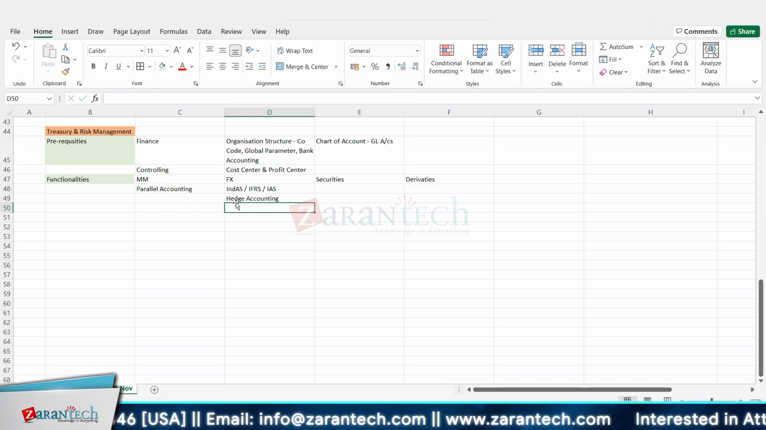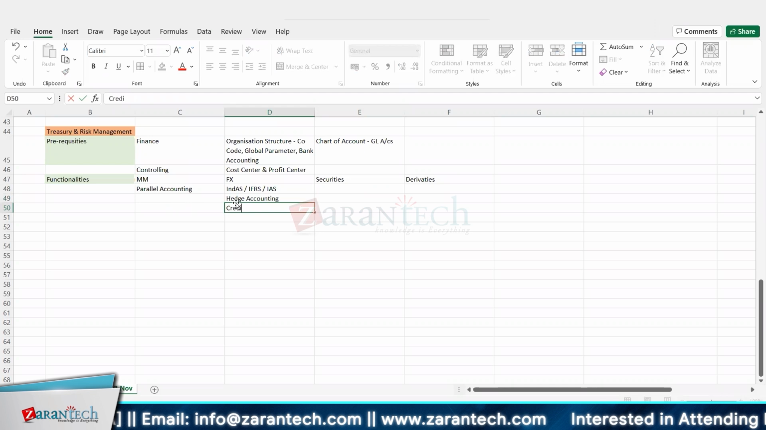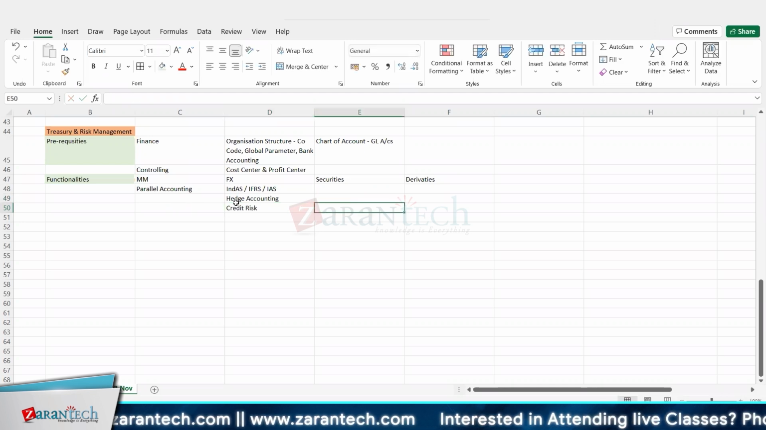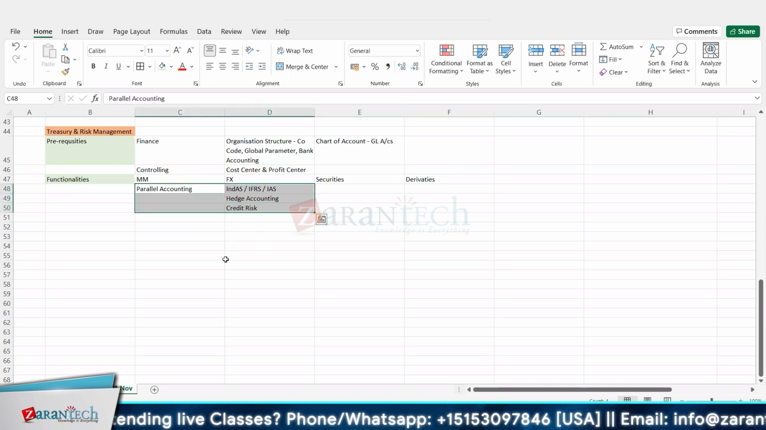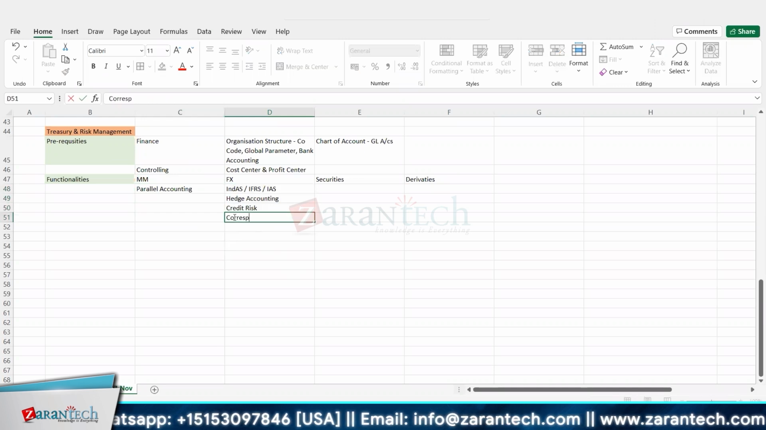And overall credit risk: it means you have credit control in the treasury module. So it supports your daily risk management. Then, among other functionalities, we have covered the accounting. Then you can have the correspondence.